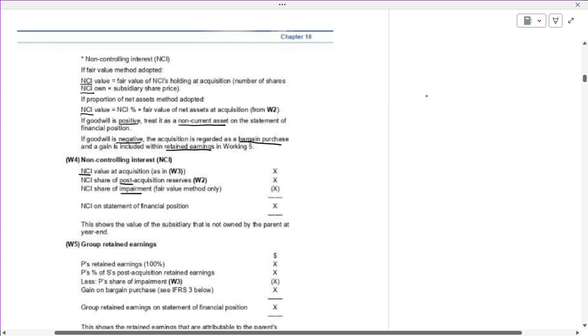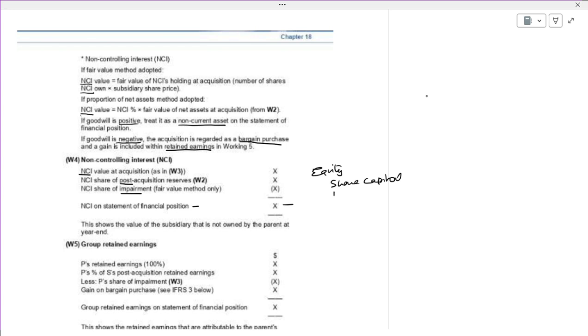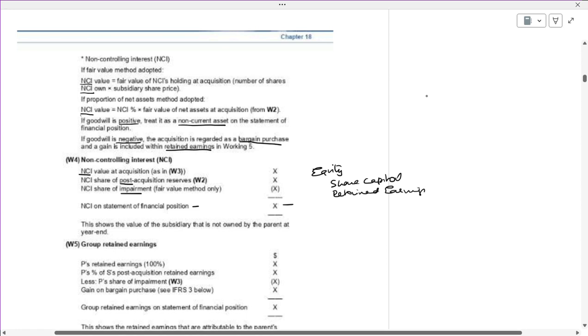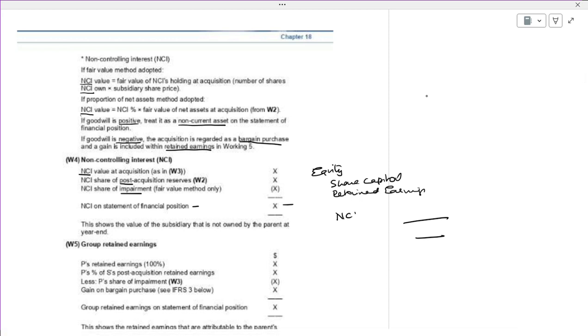What is the NCI? This NCI will be there. Where will it be? It will be in the equity after share capital. You will have retained earnings, and ultimately, before we do the total, we will have non-controlling interest. Fine. This is where we are going to work.